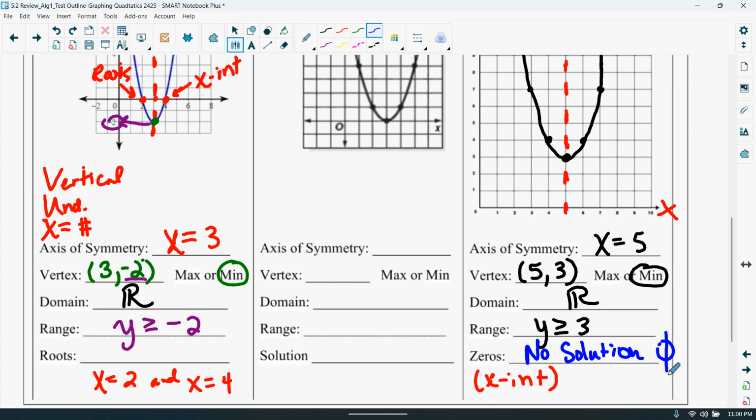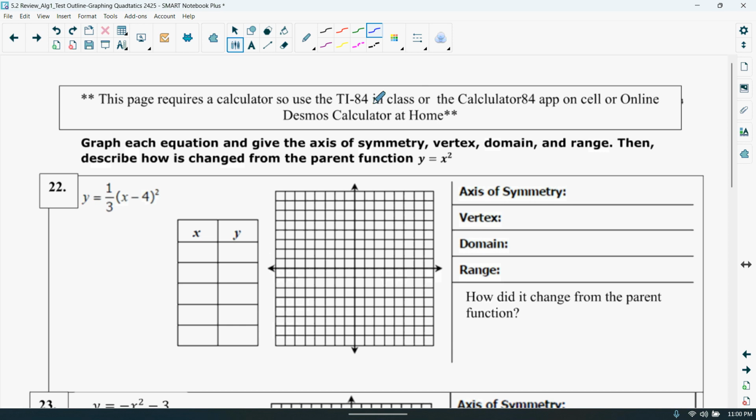From here, now we're going to do the same thing with the calculator application. So if you don't have a calculator at home, that's the 84 calculator, or the free 84 calculator app, you can use your Desmos. I'll show it on both. So that will be our next video.